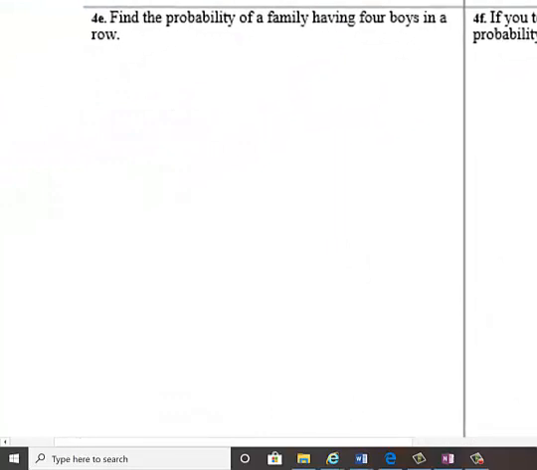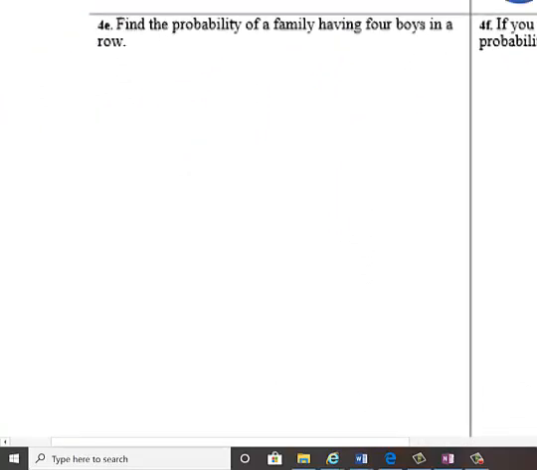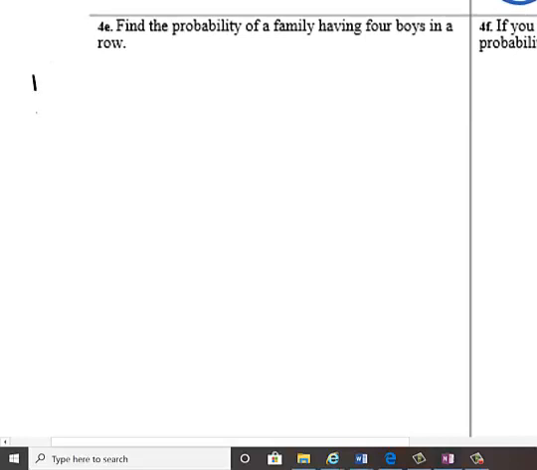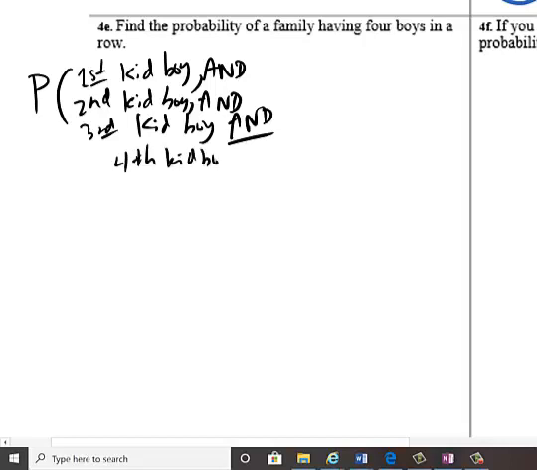Okay, let's see. What's next? Find the probability of a family having 4 boys in a row. So I guess you want the probability of the first kid being a boy, and the second kid being a boy, and, you can see where I'm going from here, the third kid being a boy, and, we're going to fill up this whole page, the fourth kid being a boy.